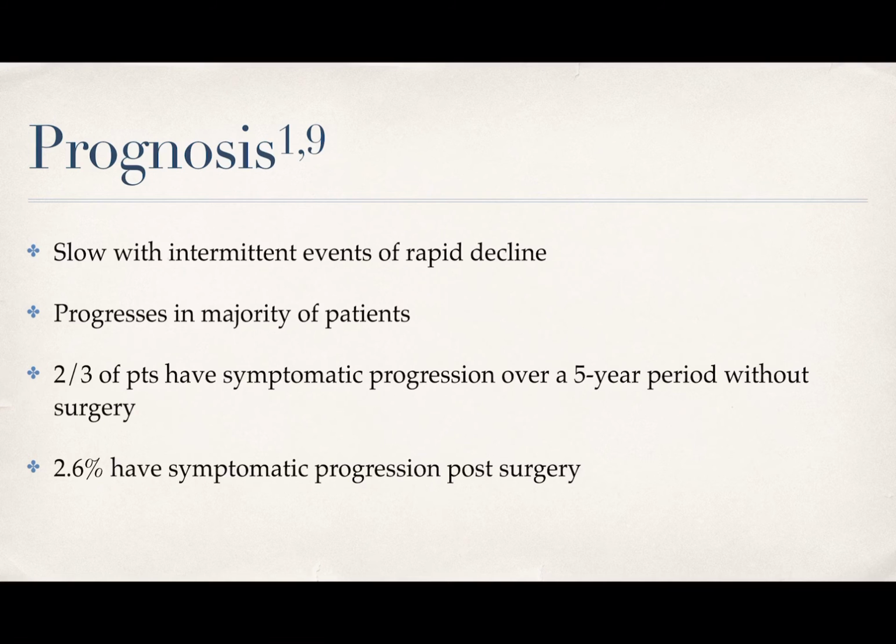So, prognosis. The natural history of Moyamoya is variable. Disease progression can be slow with rare, intermittent events or with rapid neurological decline. However, regardless of the course, Moyamoya inevitably progresses in the majority of our patients. Disease progression is high, even among asymptomatic patients, and medical therapy alone does not halt the disease progression, unfortunately. It has been estimated that up to 2/3 of patients with Moyamoya have symptomatic progression over a 5-year period, and the outcome is very poor without treatment.